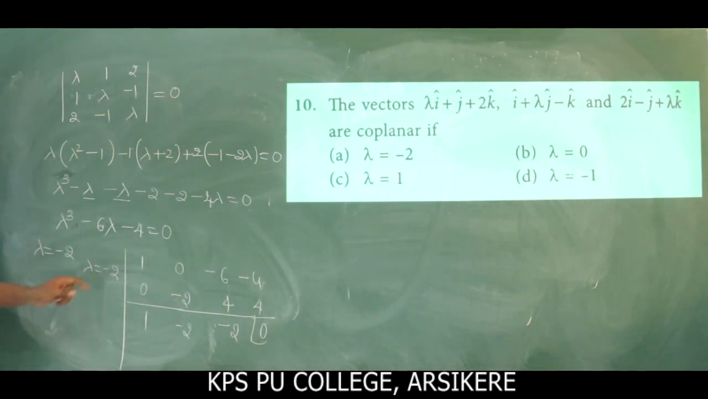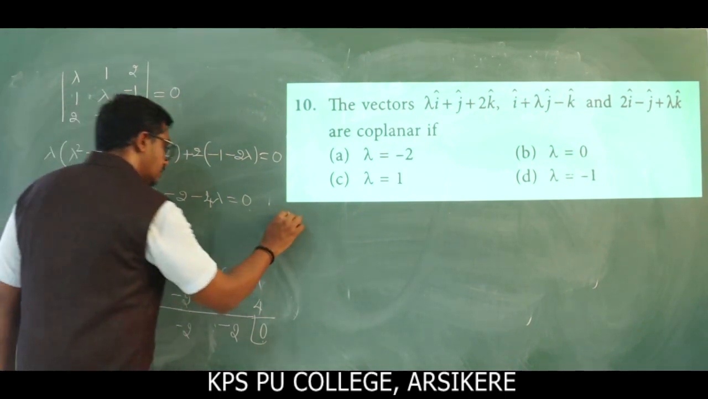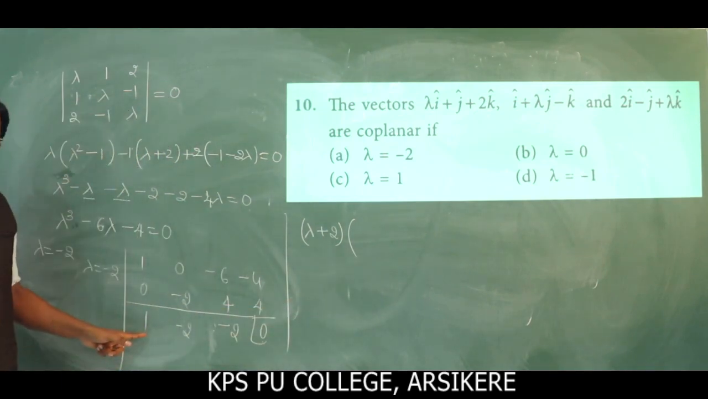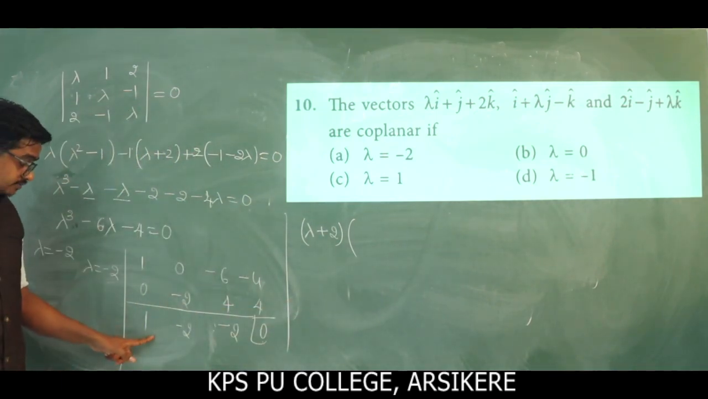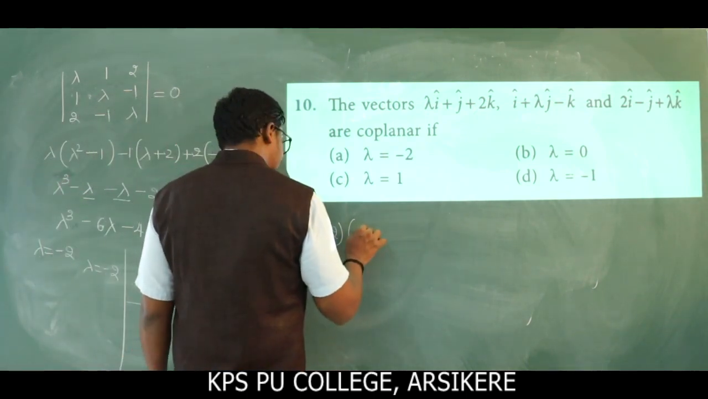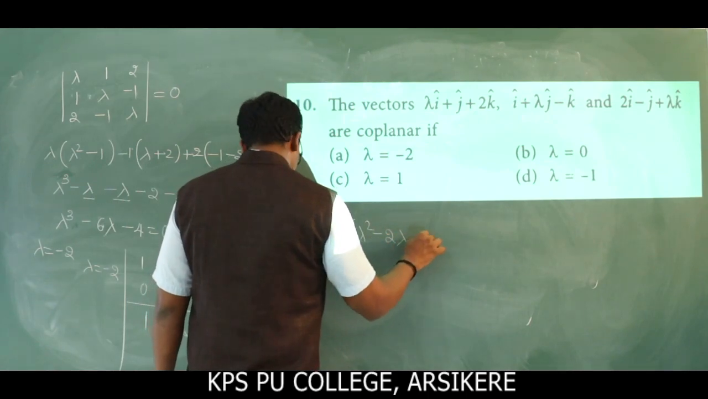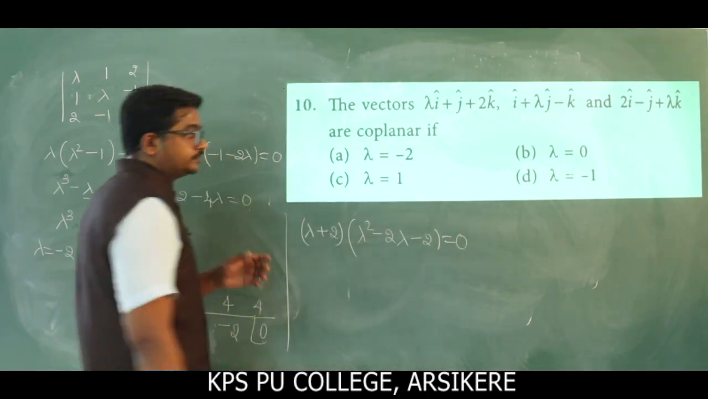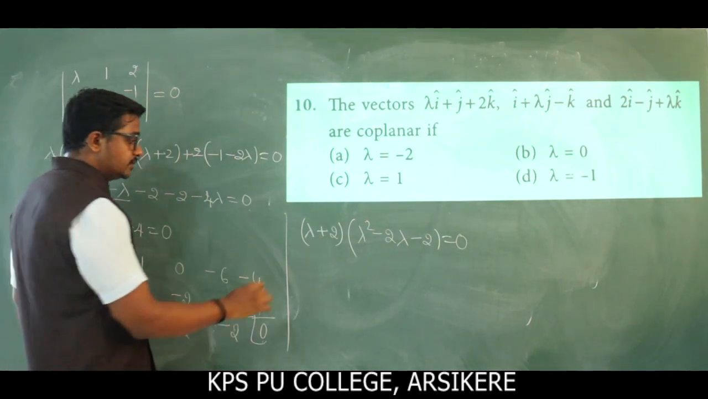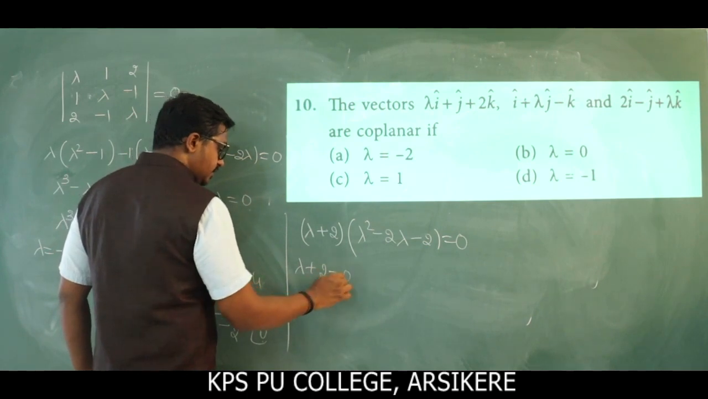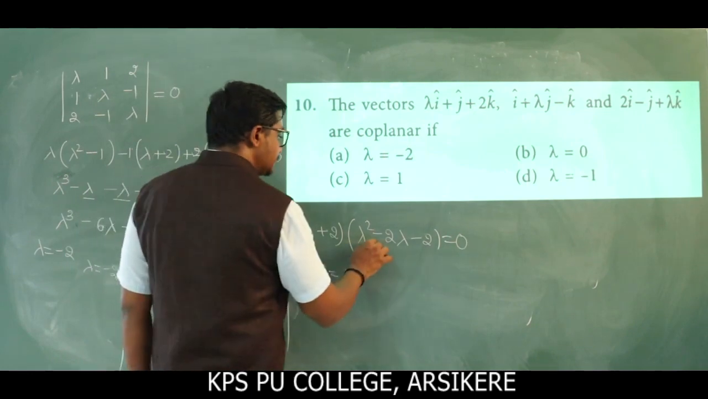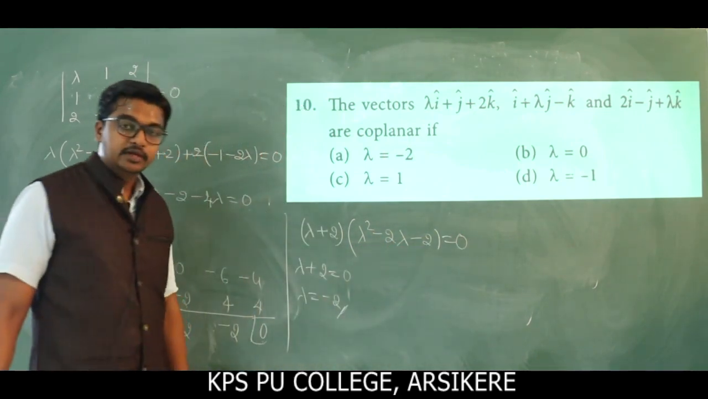Therefore, lambda is equal to minus 2 is one of the roots, or this can be written as lambda plus 2 into the remaining terms. This becomes lambda square, lambda, then minus 2. So lambda square minus 2 lambda minus 2 is equal to 0. Then one value is lambda plus 2 is equal to 0, therefore lambda becomes minus 2. Another one, lambda square minus 2 lambda minus 2 is equal to 0. Solve this equation.